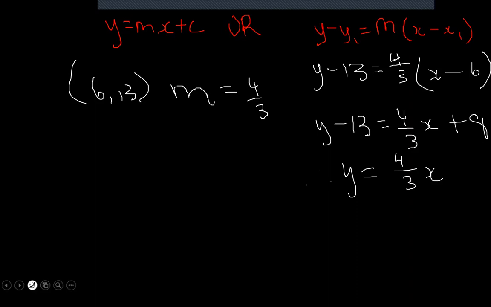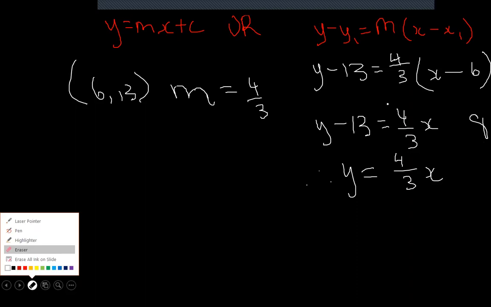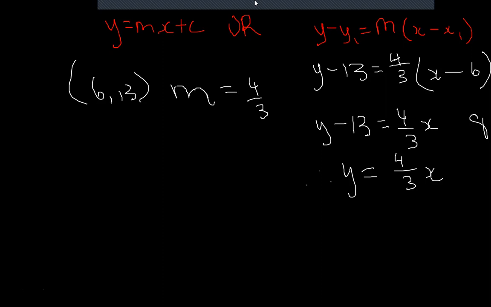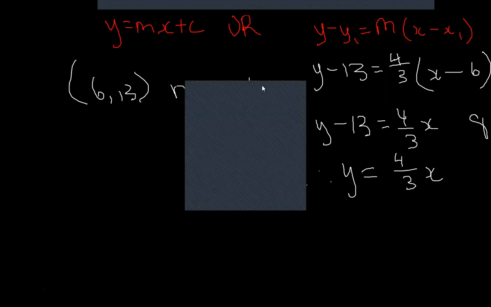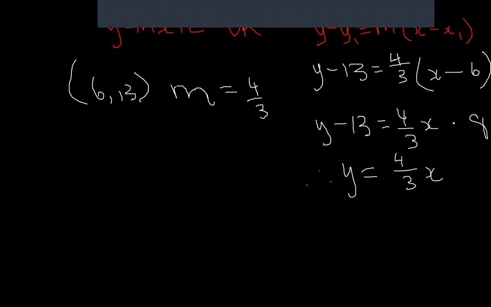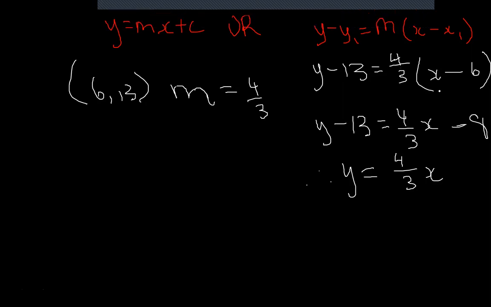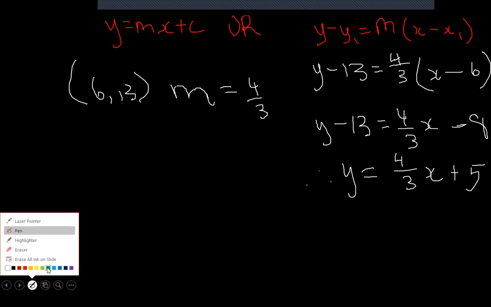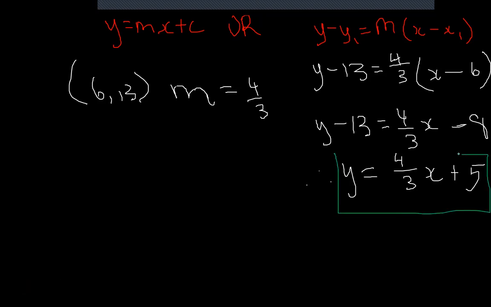Minus 8. It's getting late. 4 on 3 times minus 6 is minus 8. Why? Because 4 times 6 is 24, and 24 divided by 3 is 8. Remember the minus sign. So now minus 8 plus 13 is plus 5. So the equation of my line AB, this is the answer right here: y is equal to 4 on 3 x plus 5.